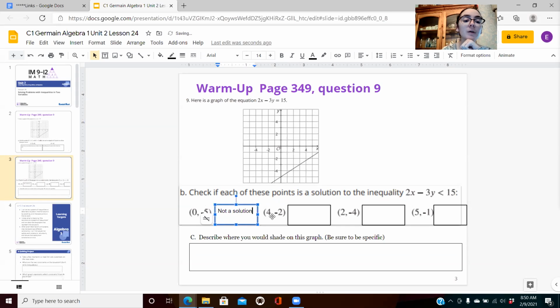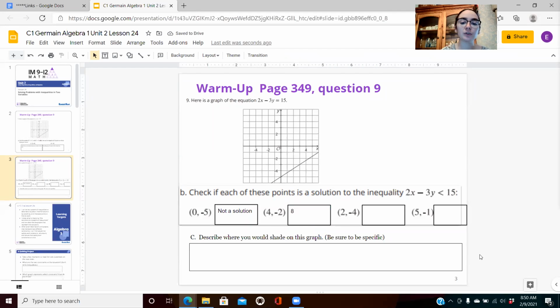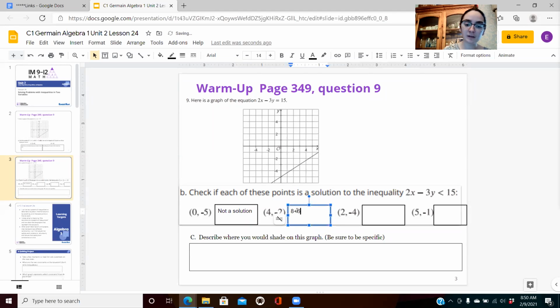Now when we plug in (4, -2), what did we get, true or false? No problem, Kyle. We would get 4 times 2 is 8. Negative 2 times negative 3 is 6. So 8 plus 6 has to be less than 15. 8 plus 6 is 14, which is less than 15. So this is a true statement.